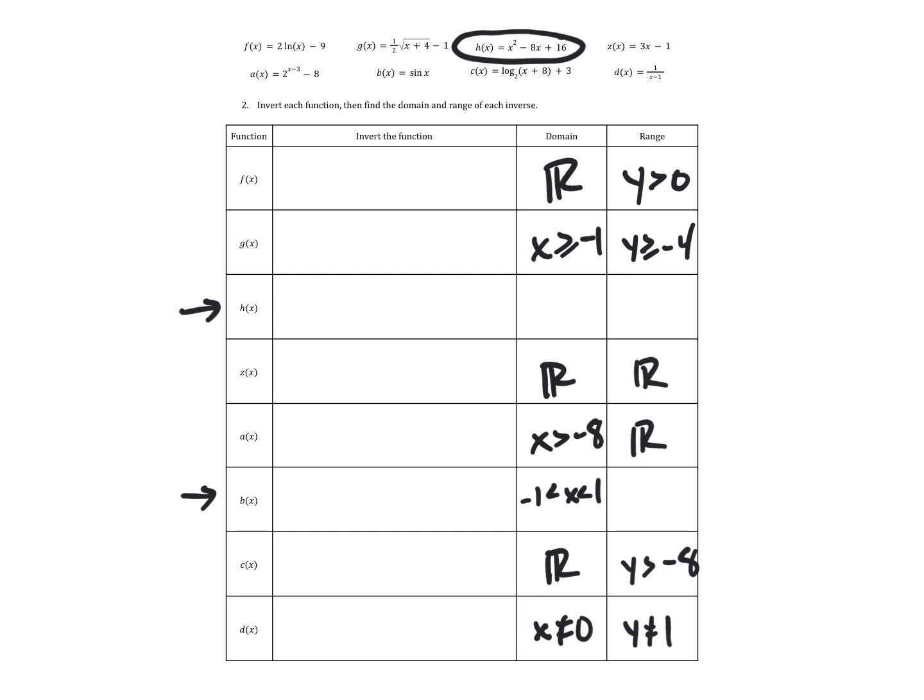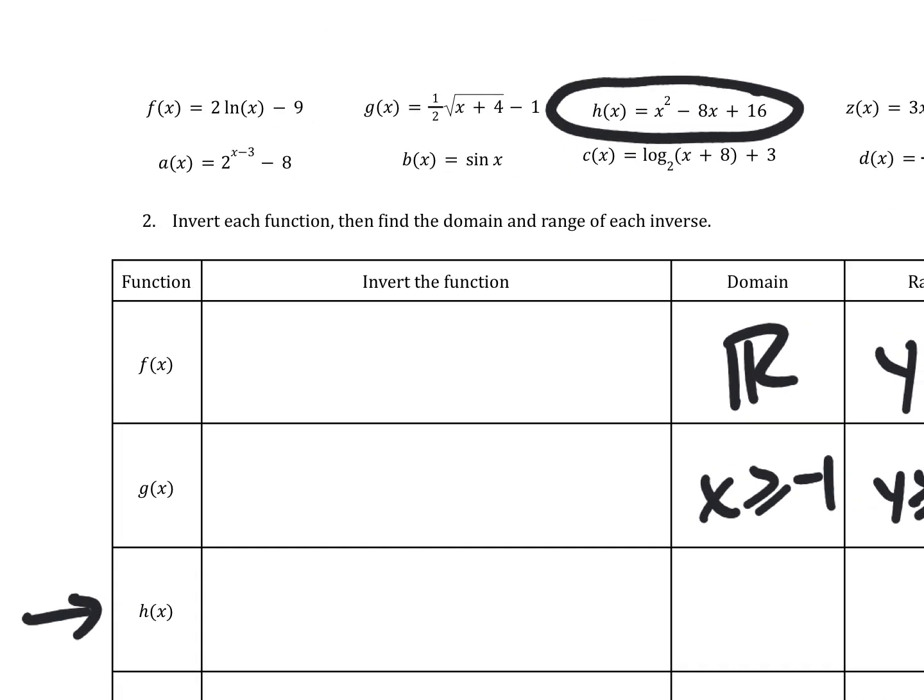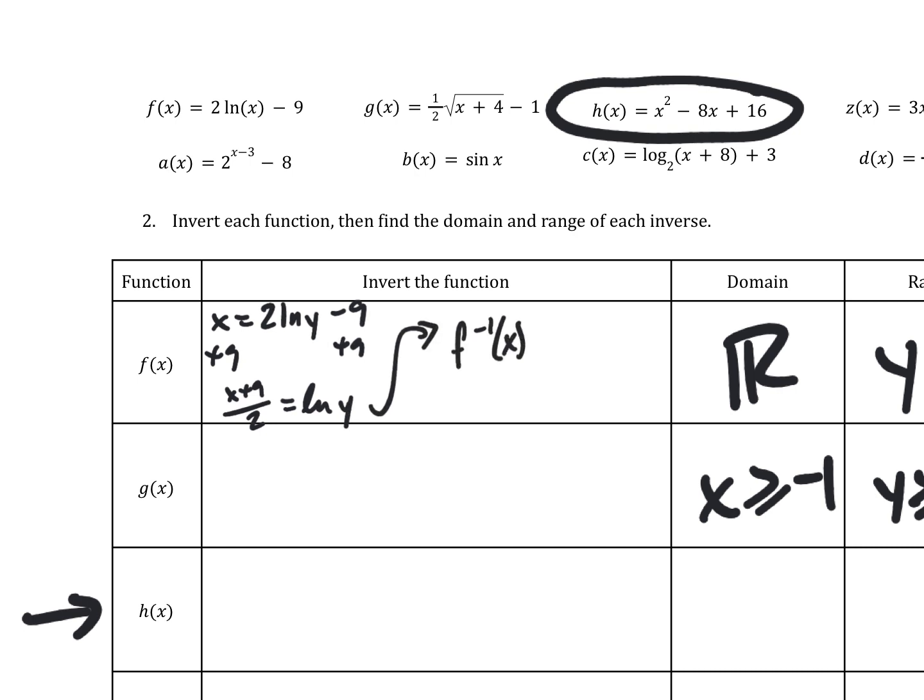Okay, so then let's do a little inverting. We're going to talk about h of x. I don't know. Let's do some inverting first. So I'm going to start by writing x equals 2 ln y minus 9. We can do that for a lot of them where we just flip the x's and y's and solve for x. Add 9, divide both sides by 2. I get (x plus 9) over 2 equals ln y. And so then we get f inverse of x is equal to e to the power (x plus 9) over 2.